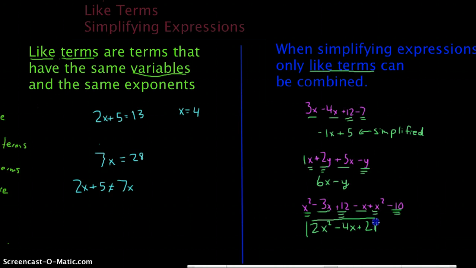Okay? And as we go through the year, we're going to spend a lot of time simplifying complex expressions and equations, which are going to be helpful in problem solving. In order to do that, you need to really have a strong understanding of what like terms are and how to combine them.